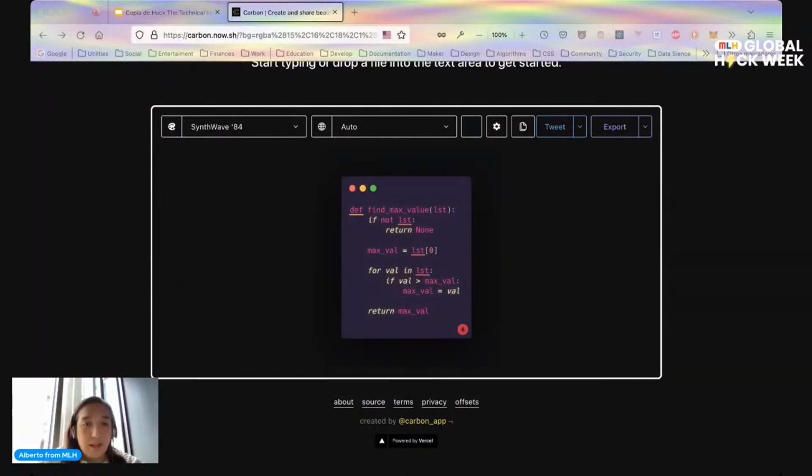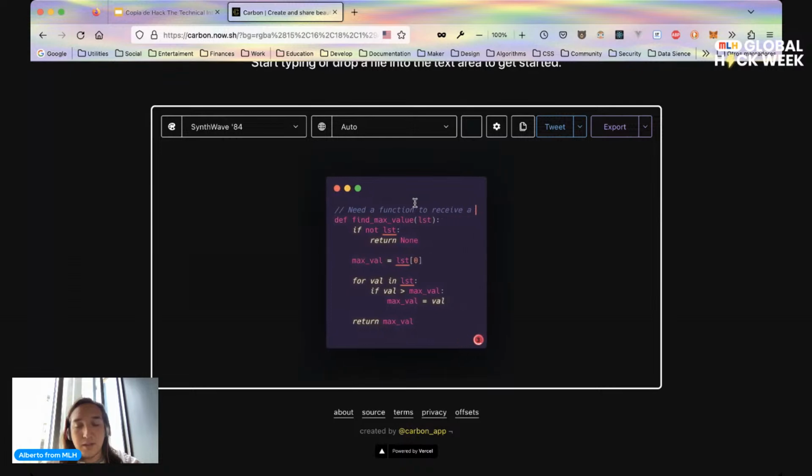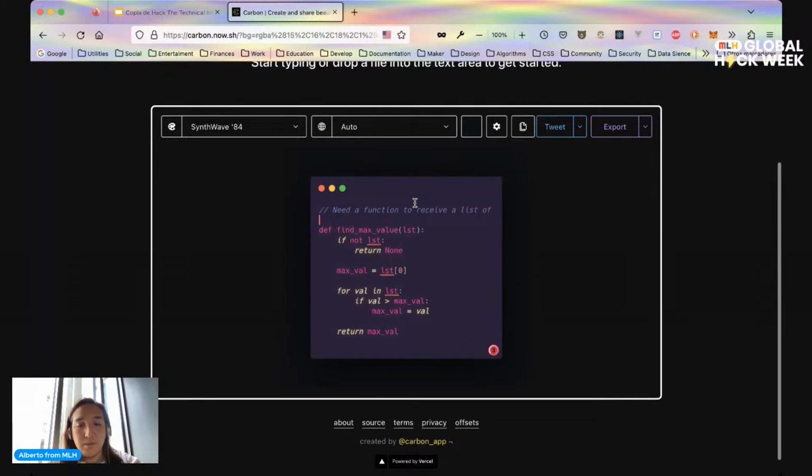So I need a function to receive a list of integers and return the maximum, the max value. So I received the list. If there's no list, I return none.